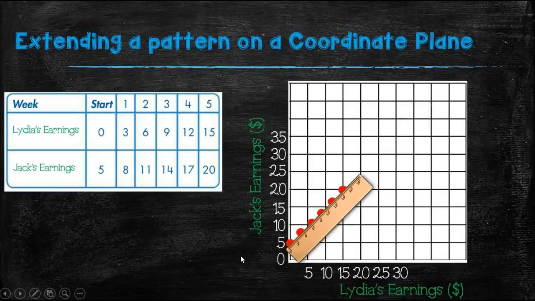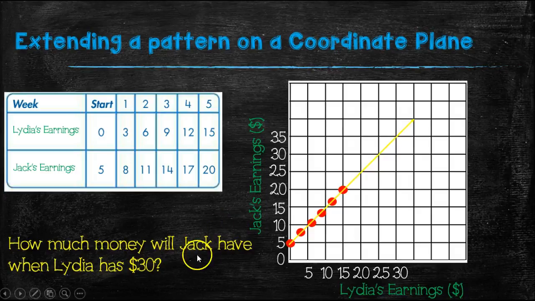So we have to bring in our ruler or our straight edge. And now we're going to go ahead and draw our line all the way out to 30 because ultimately that's what we needed to know. So the question was, how much money will Jack have when Lydia has $30? So we're going to go back to our coordinate plane graph here, and we're going to go up the 30 line. So when Lydia has 30, Jack will have how much? 35.